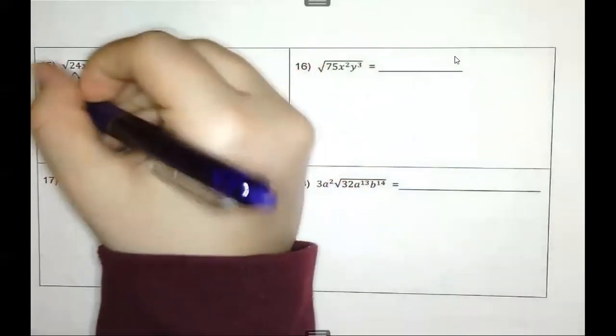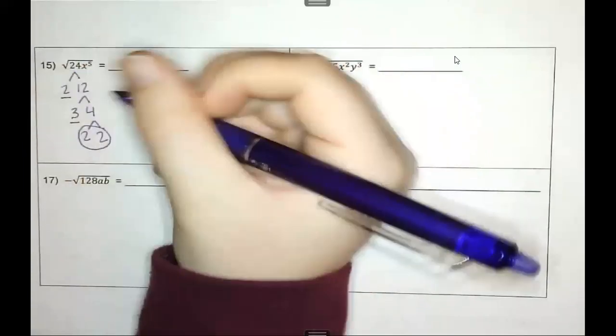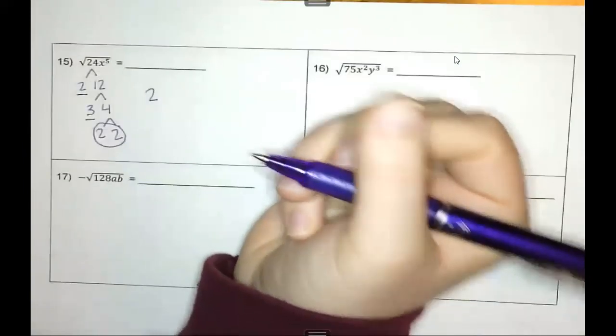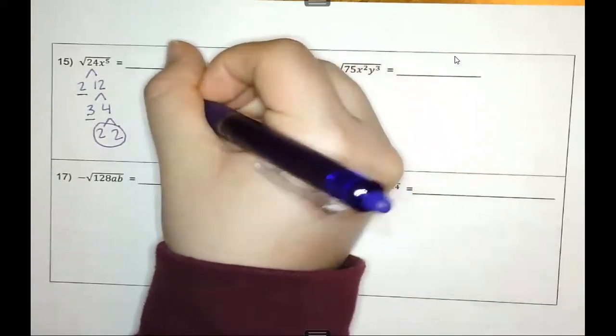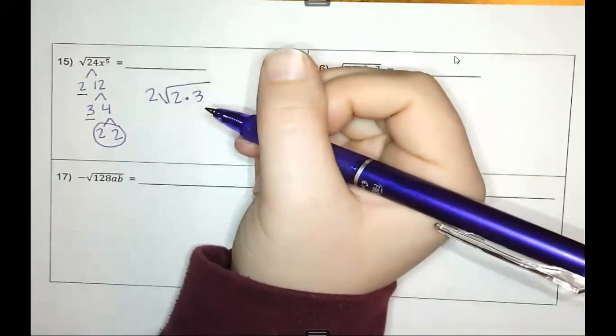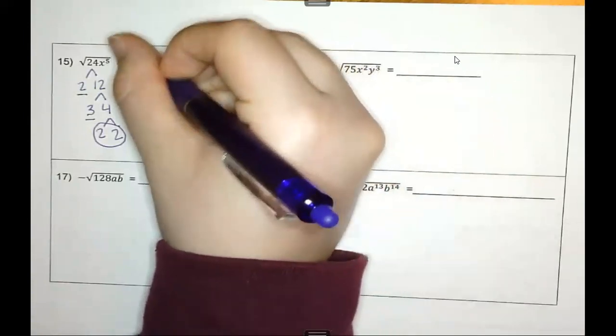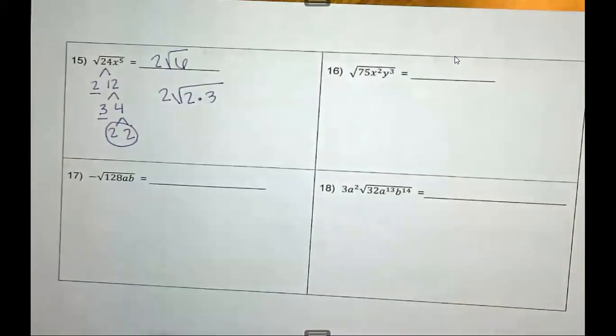Then we have this 2 and 3 left over with no pairs. So they have to stay under the square root. So I get to pull out my pair of 2's, but underneath this square root, I still have a 2 and a 3. I have to multiply them back together. So I'm going to end up with 2 square root of 6.